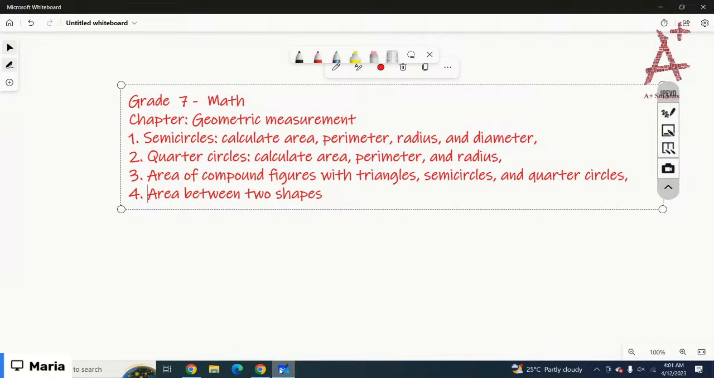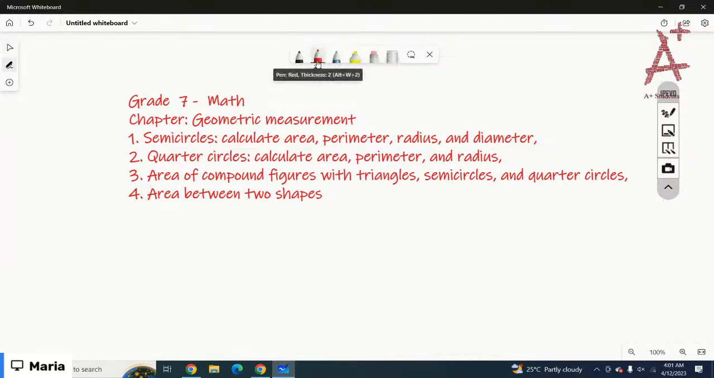So we're going to start with grade 7 maths. You can find all the lessons on aplusstudents.com. You have to log in there using your email address, and the password is provided by the administrator.